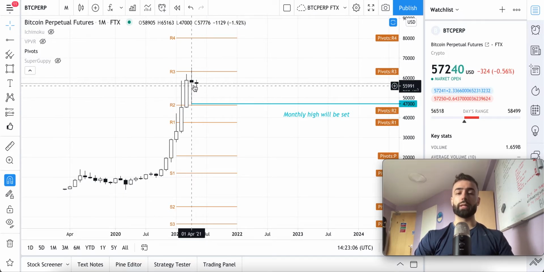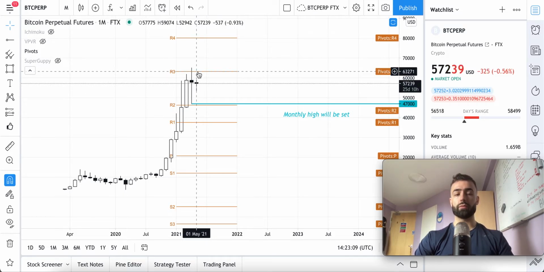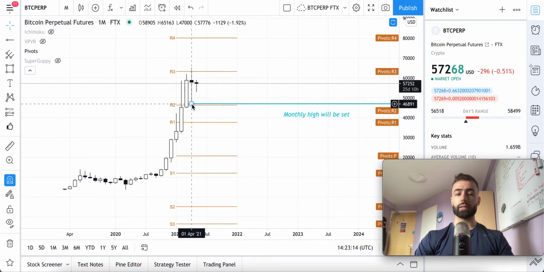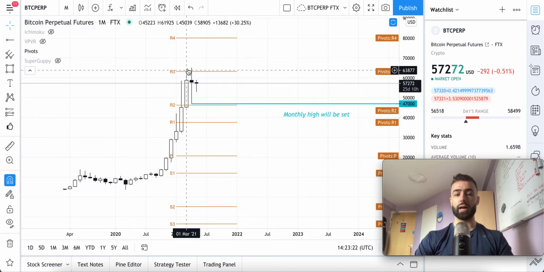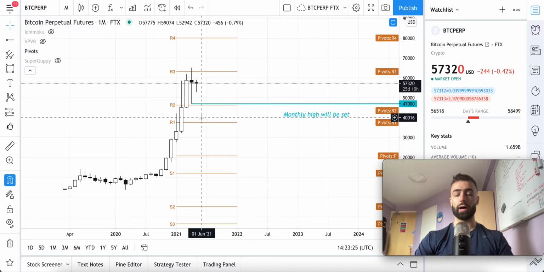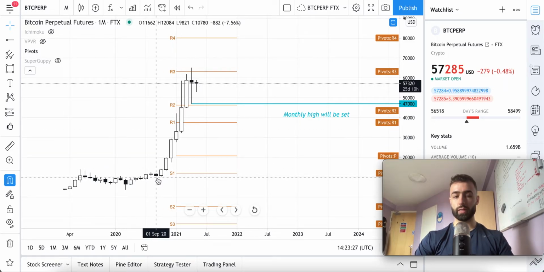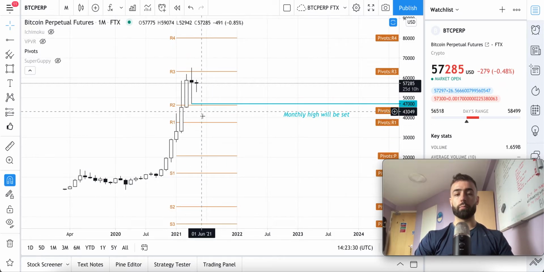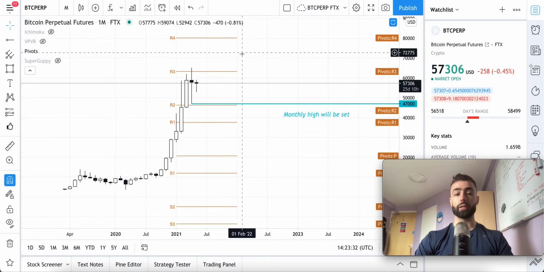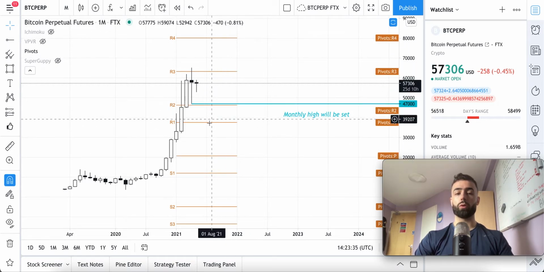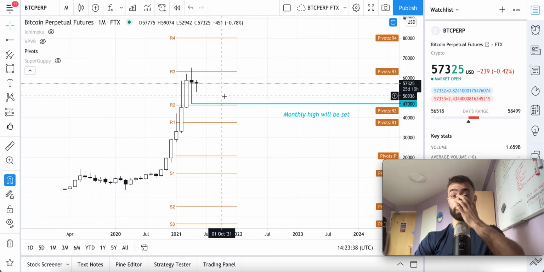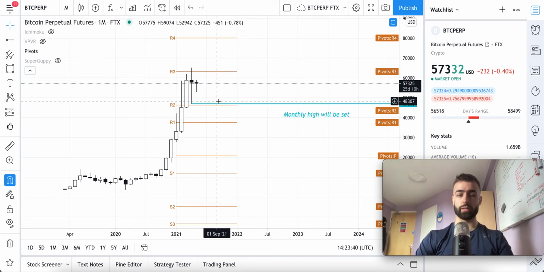So if we do end up coming down off of the R3 pivot resistance level here up at about 63,200, we'll have to break last month's low here, which is 47,000. If we do that, that will set this as a high, and then we'll look to form a higher low in comparison to this one down here from September, before potentially bouncing up and going for either a new all-time high or a lower high, and then maybe switching the trend to go down for a little while.